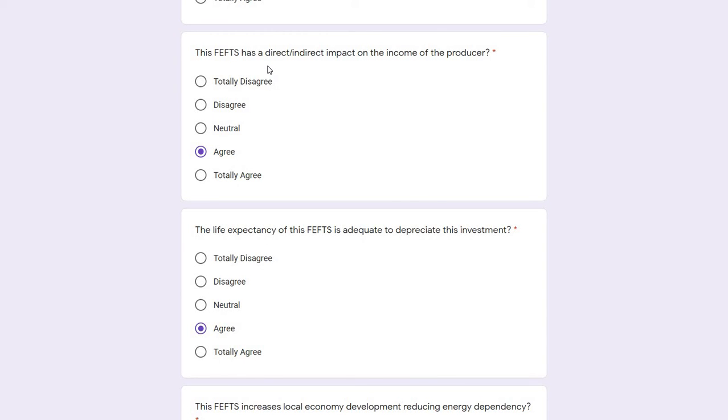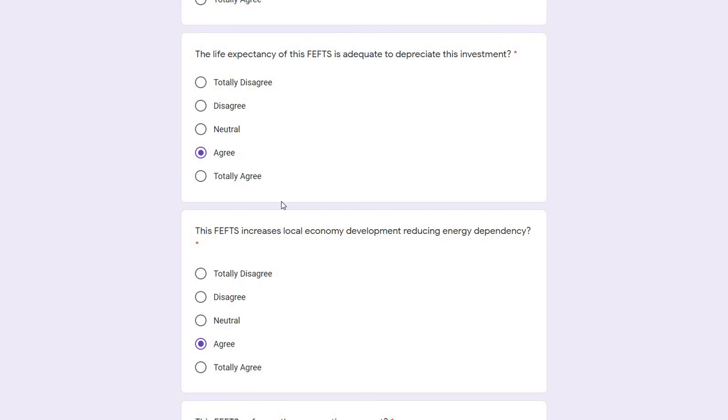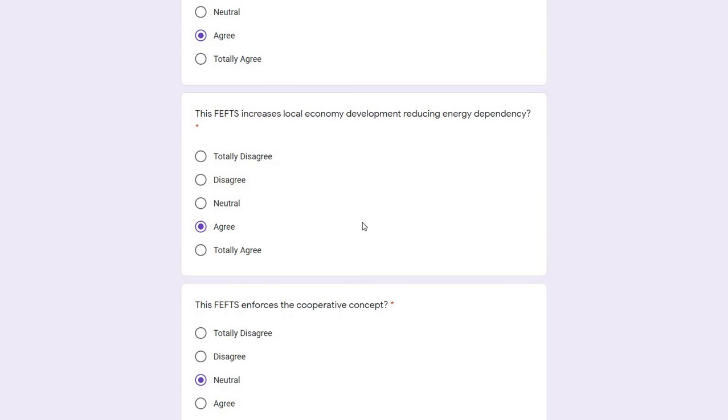Again, does this theft have a direct or indirect impact on the income of the producer? I have chosen agree because if such an impact is not expected, then why get a loan in the first place? Is the life expectancy of these thefts adequate to depreciate this investment? Of course, agree because it's a loan. I mean, you have to make certain that this applies.